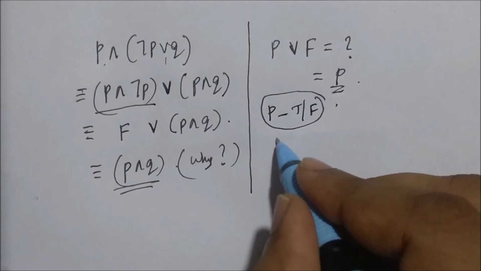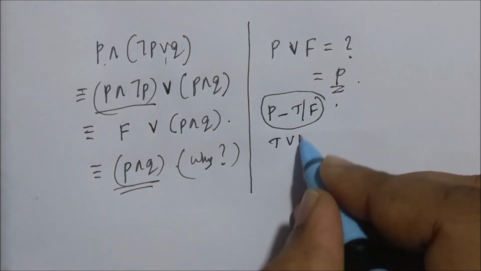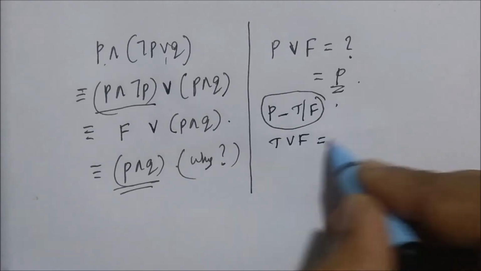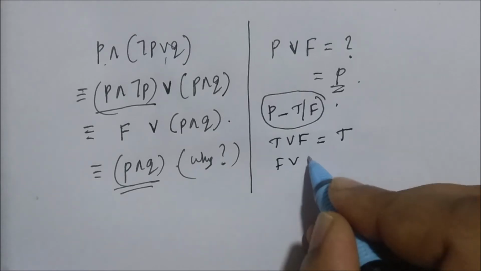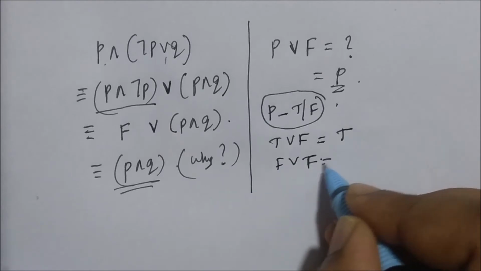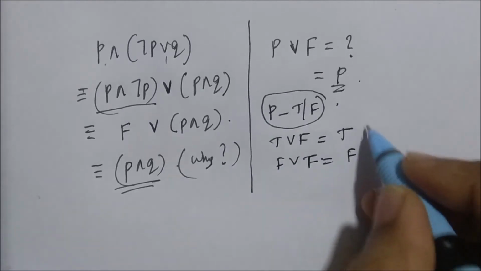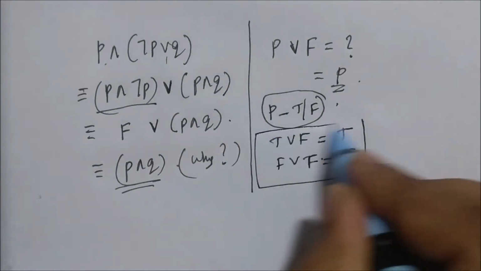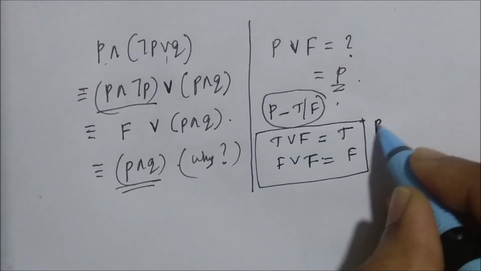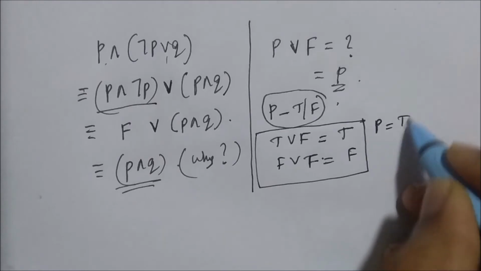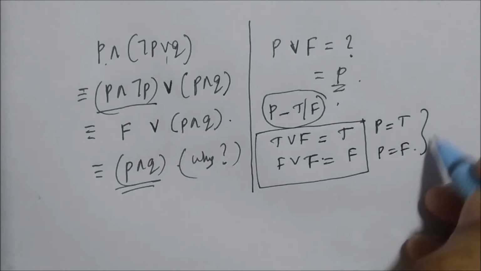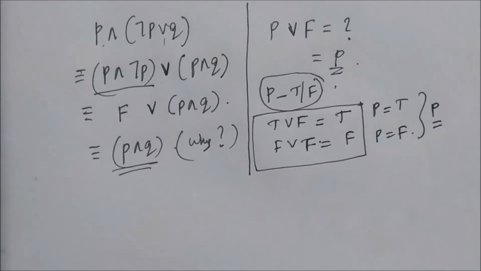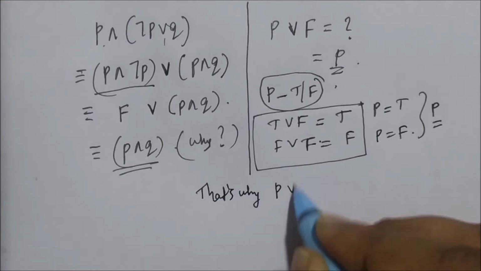We substitute P equal to true in the statement P or F, and let's see what we get. We get true or false, right? True or false means it is true, because the disjunction operation needs at least one true value for the whole statement to be true. So T or F is T when P equals T, and that's what we got as P itself. Now when P equals false, P or F is F or F, and that is F, which is P. So P or F is nothing but P itself, and that's why we get F or (P and Q) as P and Q itself.